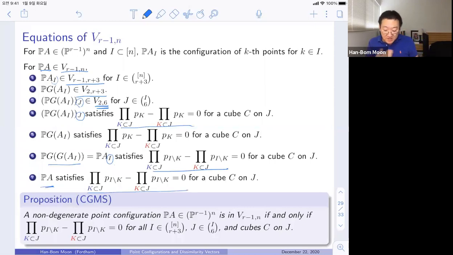By using this recipe, by combining several algebraic geometric properties of the Gale transform, we can make many defining equations of this form. And our result is that any non-degenerate point configuration in the product of projective spaces is in VR-1n if and only if it satisfies these kinds of equations from cubics for all i, all j, and all q's.